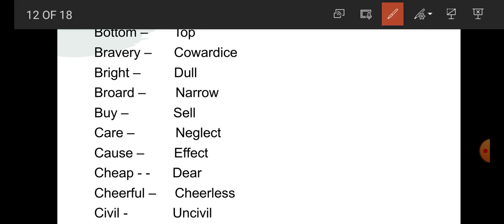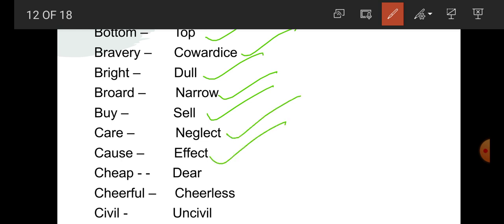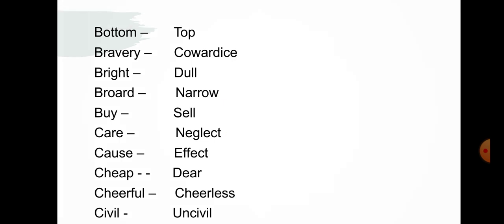Now the next one, bottom, top. Bravery, cowardice. Bright, dull. Broad, narrow. Buy, sell. Care, neglect. Cause, effect. Cheap, dear. Cheerful, cheerless. Civil, uncivil. Now the next one, students.